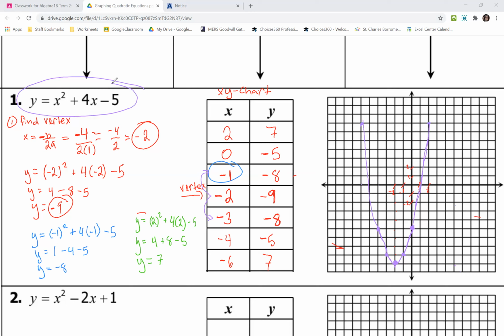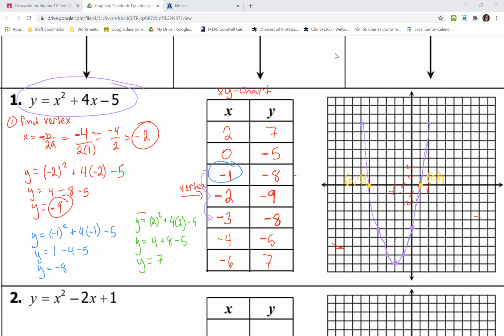And so graphing involves finding those points where it crosses the x-axis. So it's right there. So if I would tell you to solve this, we would have 2 points, okay? We would have (-5, 0) and (1, 0).